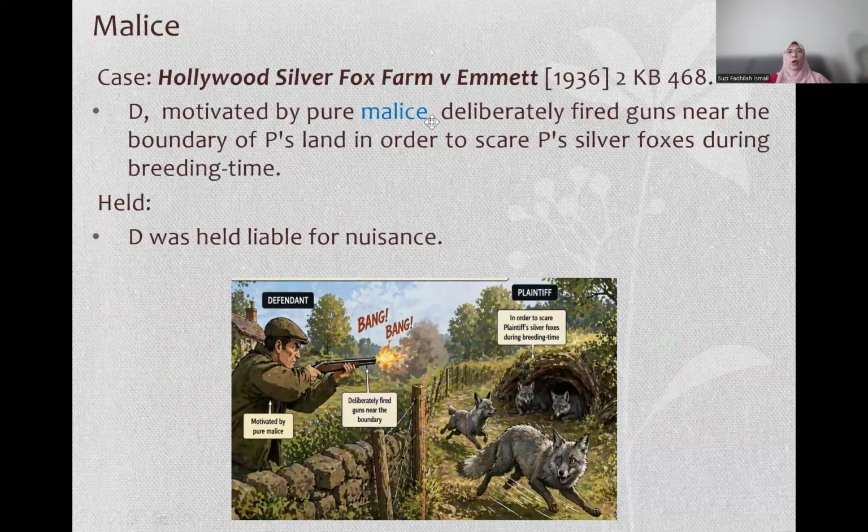Another case to illustrate the application of malice is Hollywood Silver Fox Farm and Emmett, 1936. The defendant, motivated by pure malice, deliberately and intentionally fired guns near the boundary of the plaintiff's land, on his own land but just near the boundary. What was the intention? To scare the plaintiff's silver foxes during breeding time. He was not happy with the plaintiff's activities. Is it nuisance? Yes, there was malice here, and the defendant was held liable for nuisance.